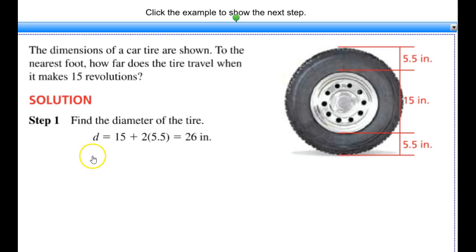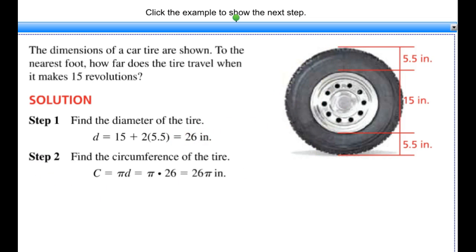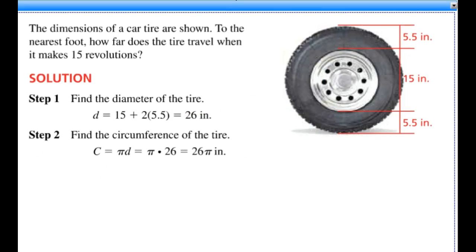First I have to find the diameter, which is the entire length across, which I see is this 15 plus this 5.5 plus this 5.5. So my diameter was 26 inches. Now I have to find the circumference of that tire, which I know is pi times the diameter, which gives me 26 pi.